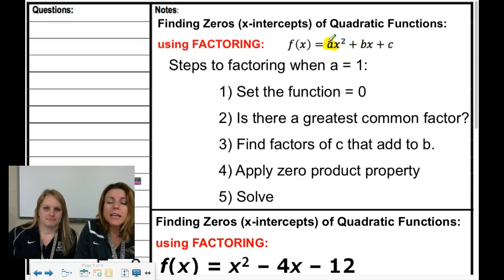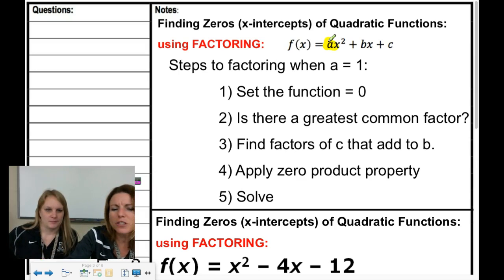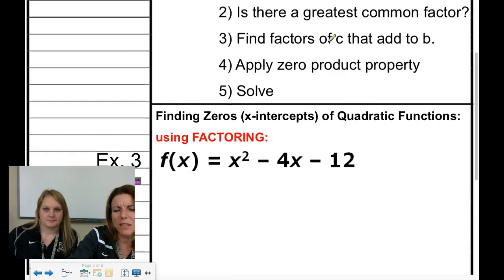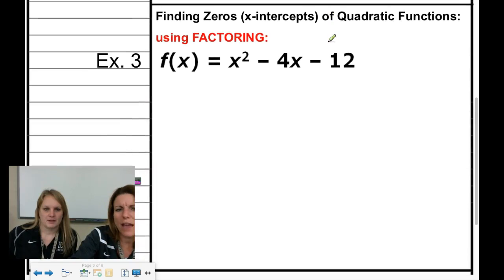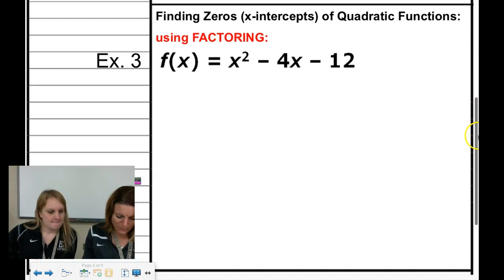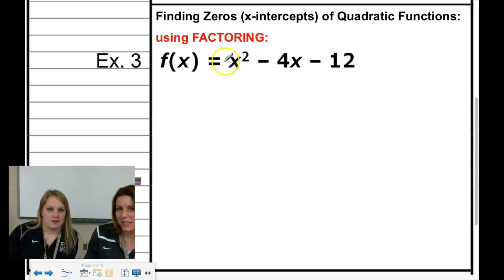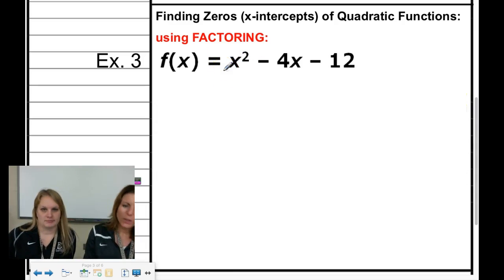Number 2, is there a greatest common factor? And we'll talk about that more. Then we're going to find factors of C that add to B and so forth. We're going to go through the steps and talk through them as we actually factor a problem right now. So step number 1 is, first of all, is A equal to 1? There's nothing here. So now we can follow these steps.